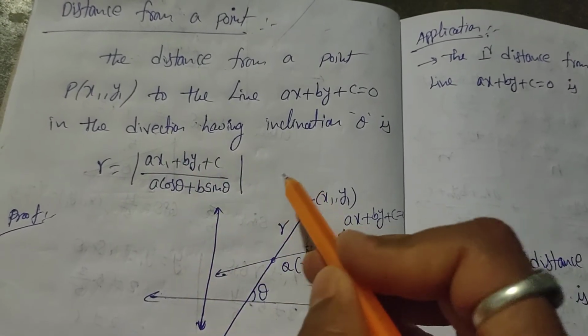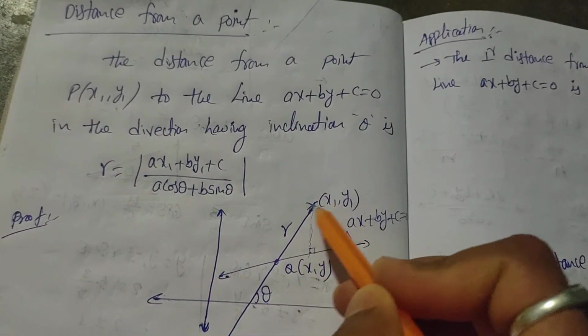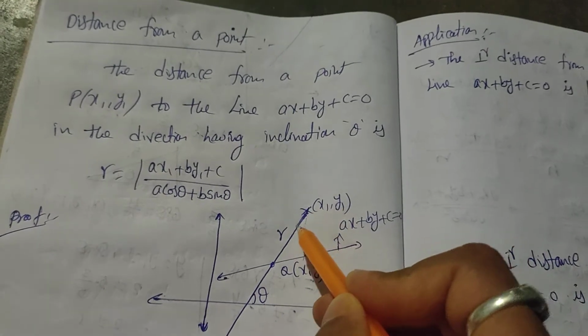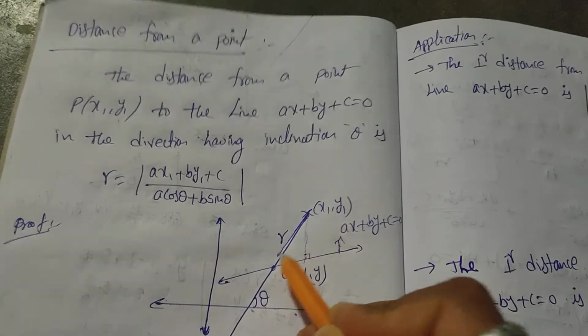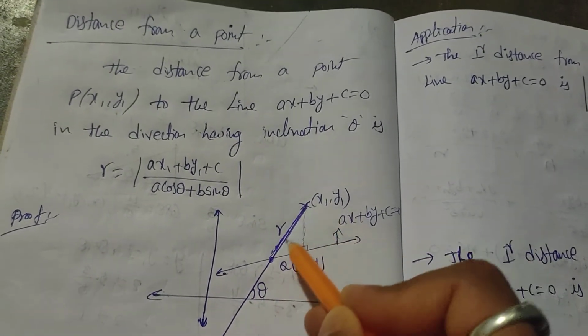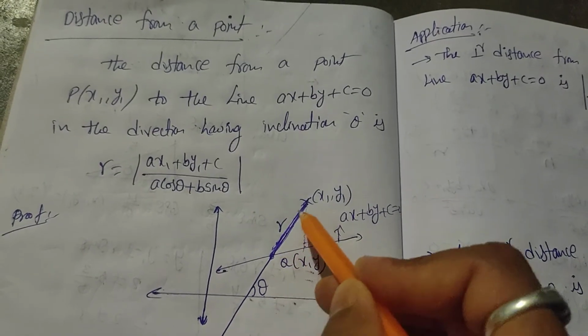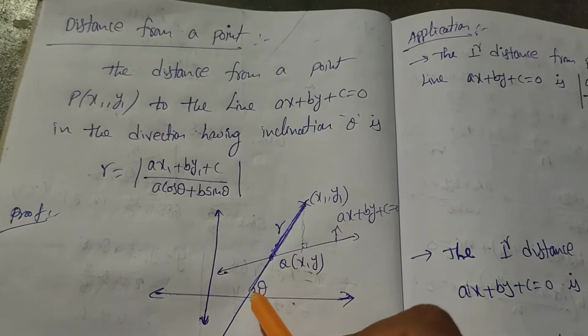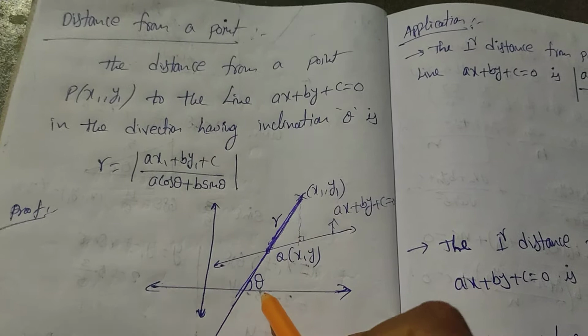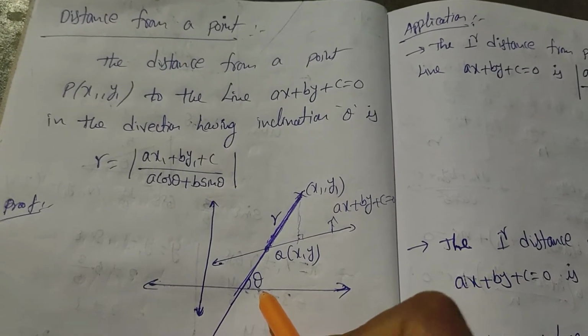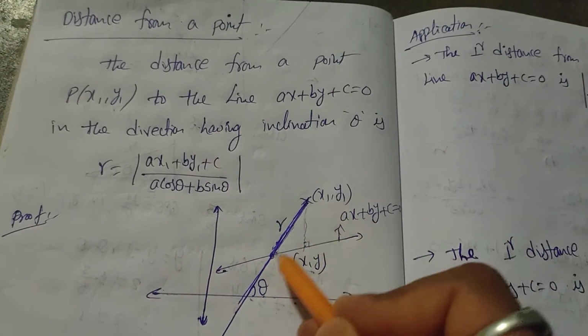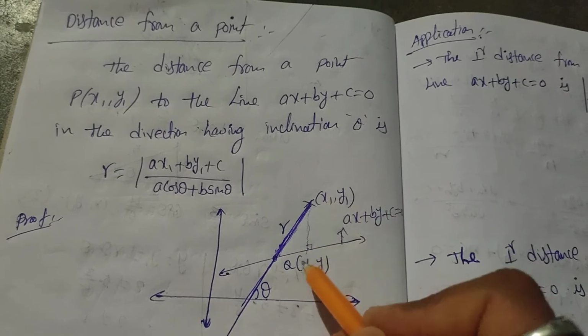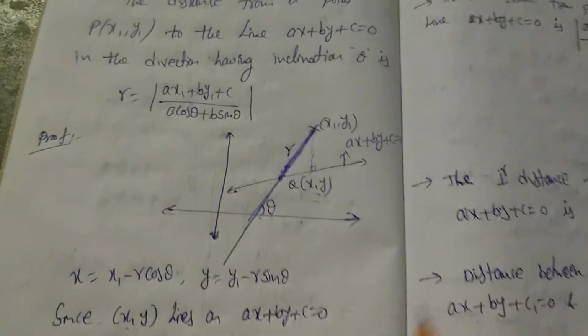in the direction having inclination theta, that means it is the distance. Suppose if you expand this line segment, it should make an angle theta with the positive direction of x-axis. So now he is asking about this distance, he is not asking about this distance. Okay, so very easy.